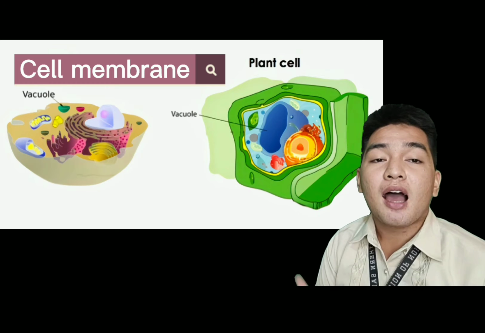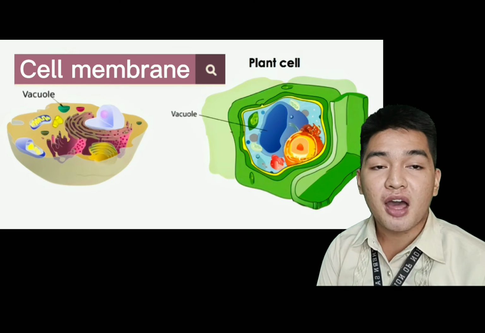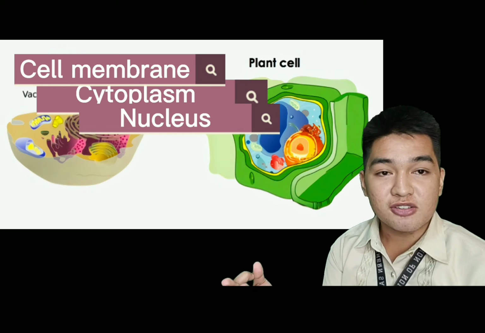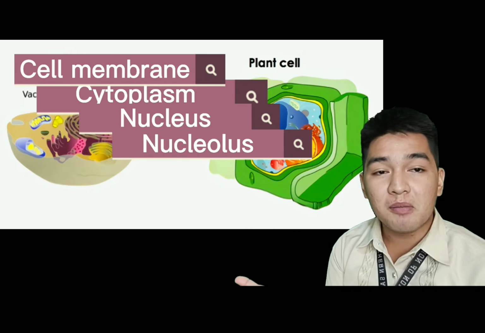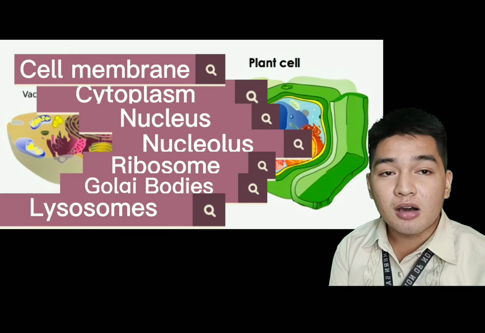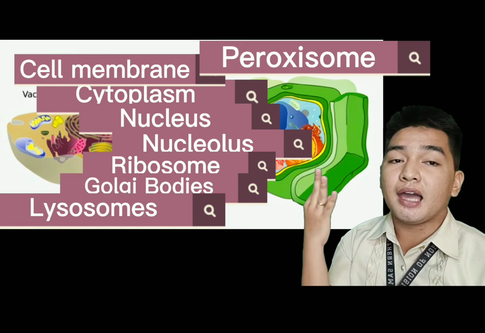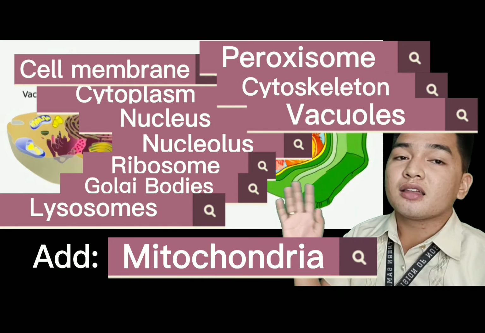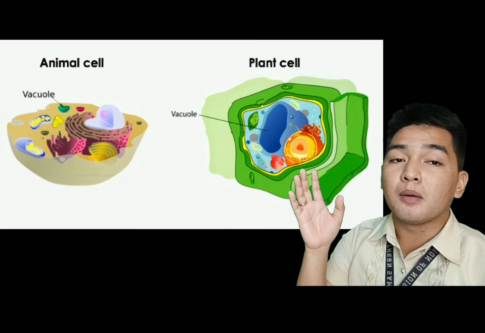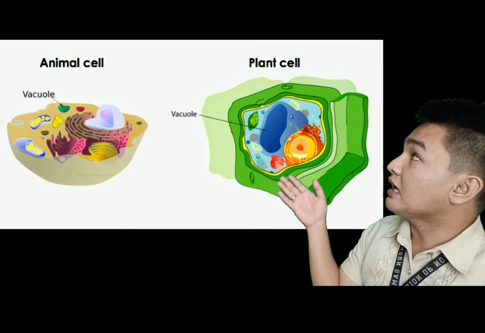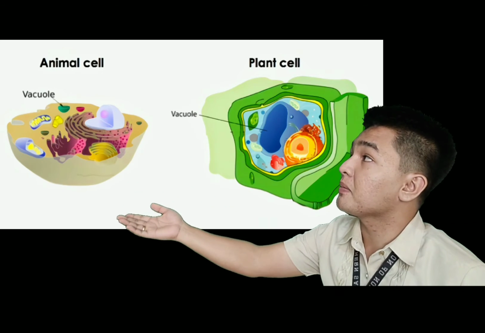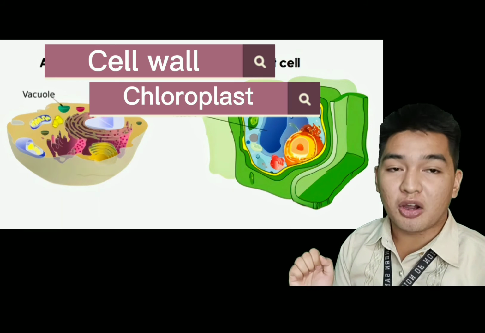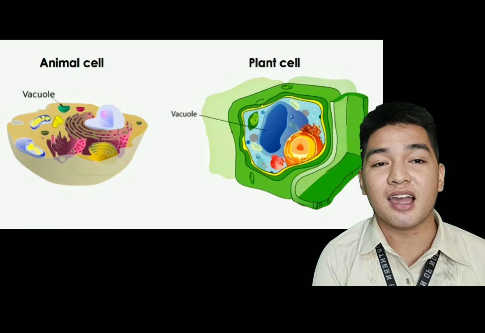To sum it up, the organelles that are common to both are cell membrane, cytoplasm, nucleus, ribosome, Golgi bodies, lysosome, peroxisome, and cytoskeleton, as well as vacuole. The organelles naman that are only present in plant cell and not in animal cell are the cell wall and chloroplast. I hope everything is clear.